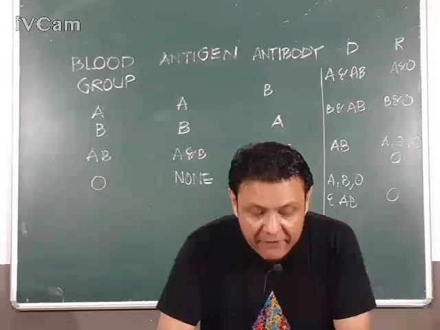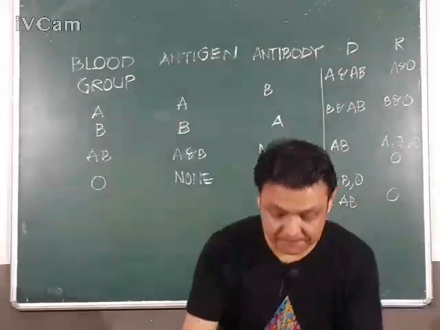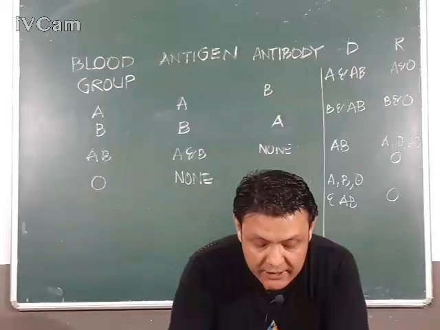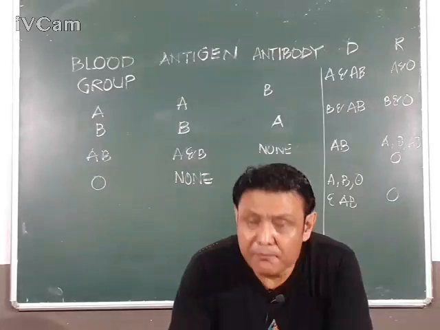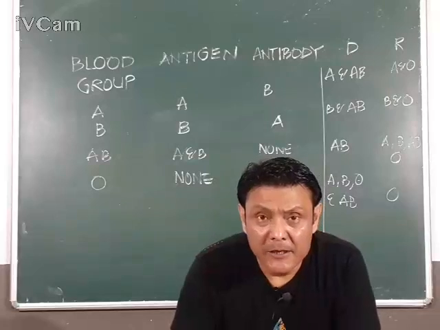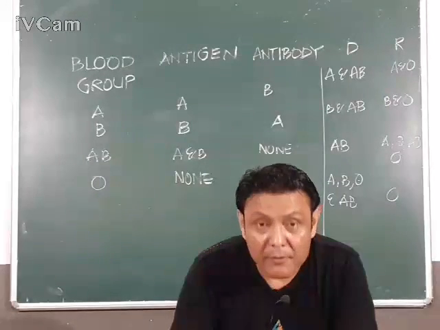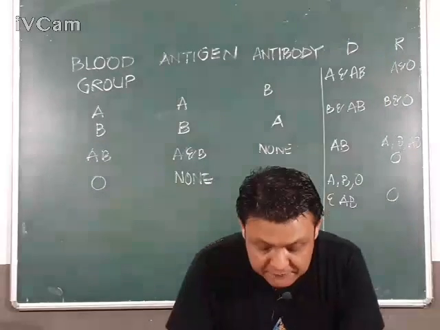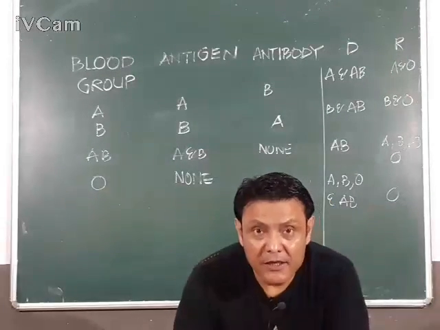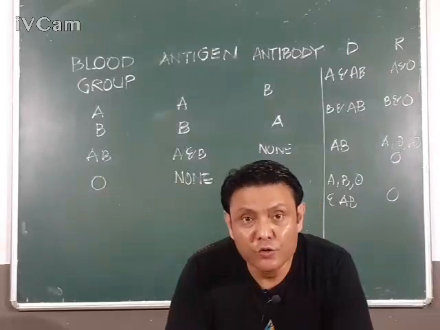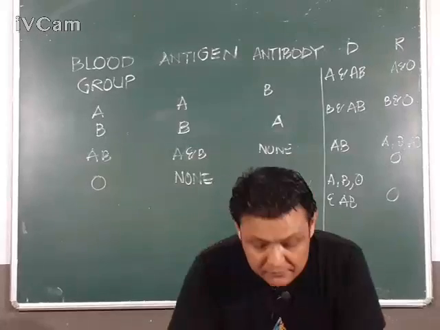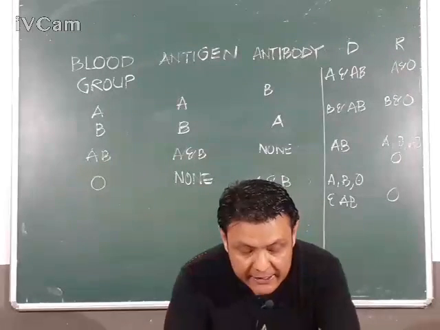About 85% of the people have the rhesus factor, and they are said to be Rh positive. And the 15% of the people do not have the rhesus factor, and such people are said to be Rh negative. The one who has the rhesus factor is called Rh positive, and those who do not, just 15% of them, are Rh negative.